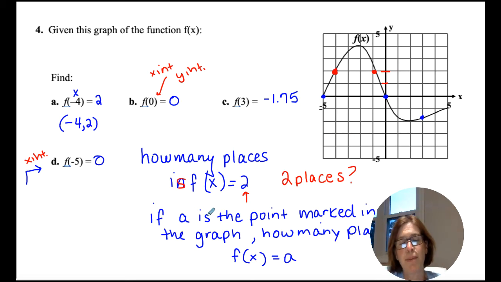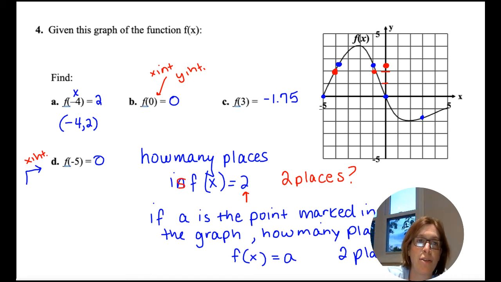All right, but what if I said something like this? If A is the point marked in red on the graph, so let me mark a red point on the graph. I'm going to mark it right here. If f of A is the point marked in red on the graph, how many places does f of x equal A? Well, you're looking for the x values where the y coordinate would be A. Well, the y coordinate would be A here and here. So that means, again, there would be 2 places on this graph. It's sometimes hard when you're given the y to think about what they're asking you for. So I just want you to pay close attention to that.